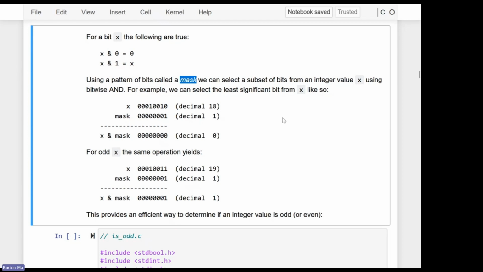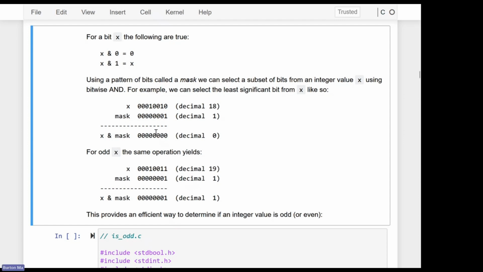So for example, suppose I want to know the value of the bit in the rightmost location of X, the least significant bit of X. What you do is create a mask: everywhere you're interested in the value of the bit, you put a one, and everywhere else you put a zero. So my mask is all zeros and then a one, because I'm only interested in that bit right there. If I wanted the first bit, I would put a one here and then put zeros everywhere else.